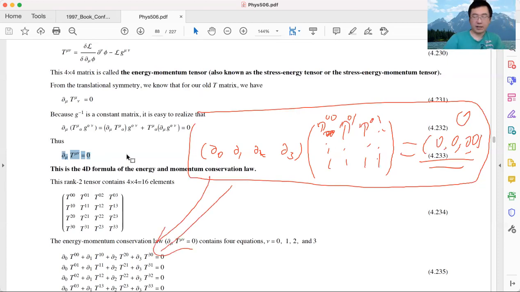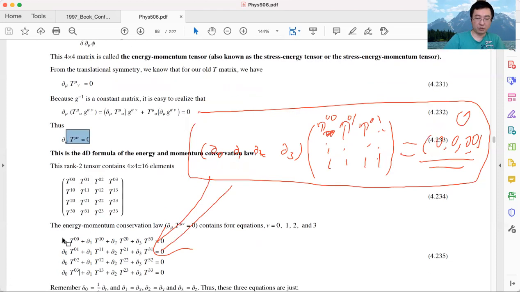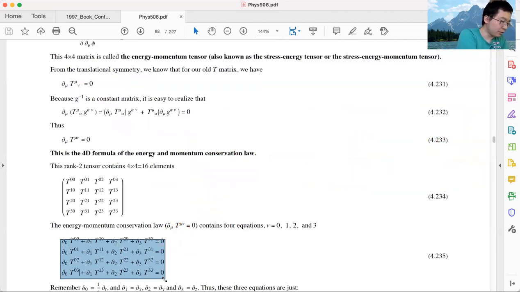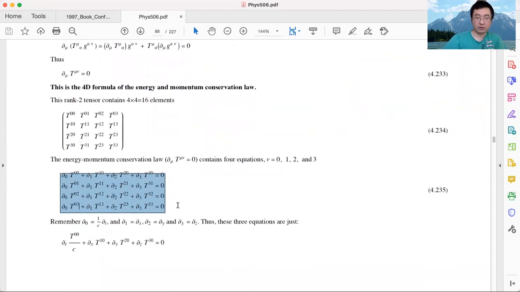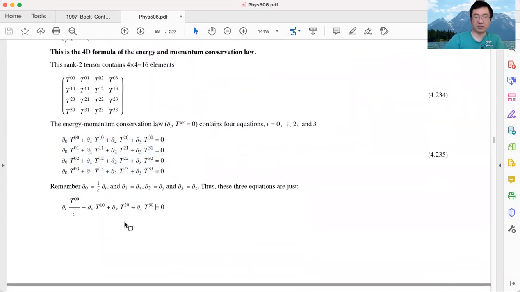We can expand this formula into components. For the left-hand side, a row vector multiplied by a 4x4 matrix gives you a row vector. It has 4 components: 1, 2, 3, 4. The other side of the equation is a row vector with 4 zeros, so it should equal 0, 0, 0, 0. So this equation we obtained from translational symmetry can be written in this form. It's actually 4 equations. As you probably already noticed, these 4 equations are actually 4 continuity equations. Every single one of them is a continuity equation.